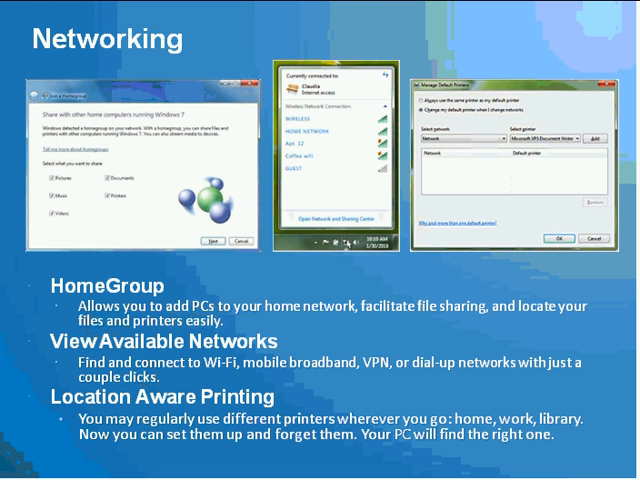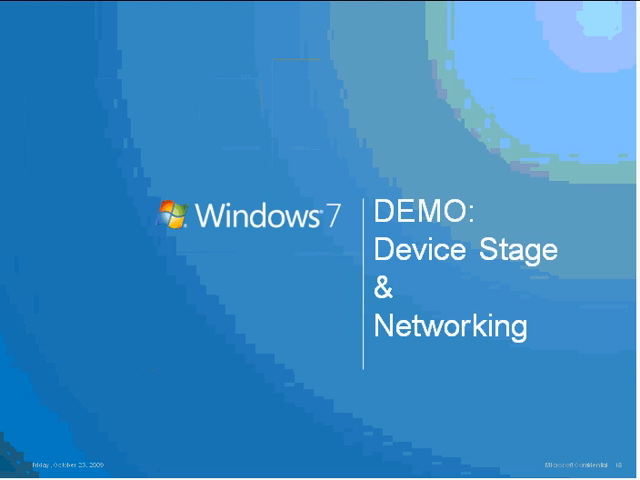When I take the same laptop to the office and issue the command for printing, it prints to the default printer, which is now the office printer located in my network. So that is location-aware printing. Let's quickly take a look at the device stage features and the networking features, and I would hand it back to Pradeep to help us explore this even further.